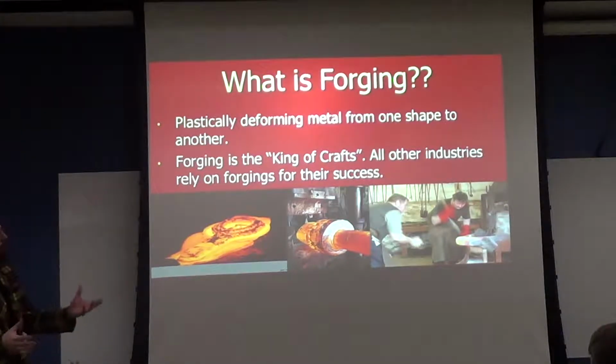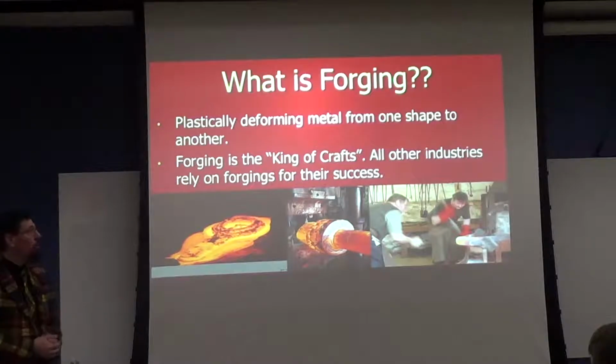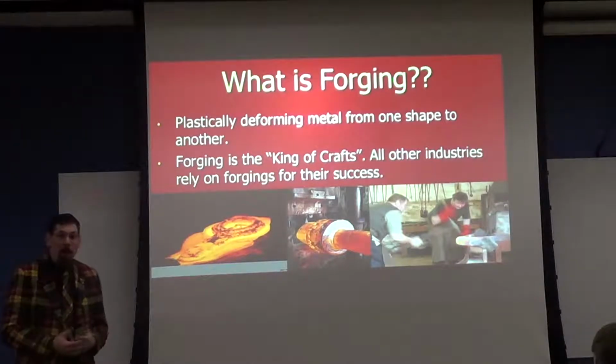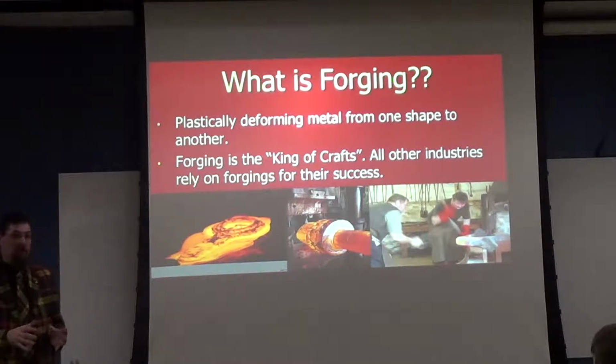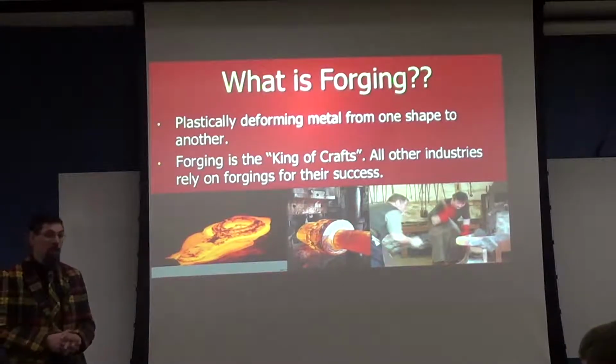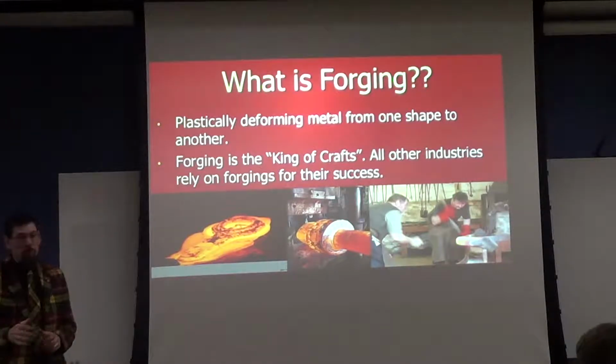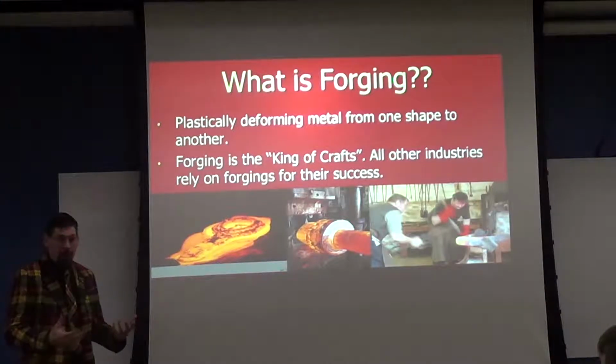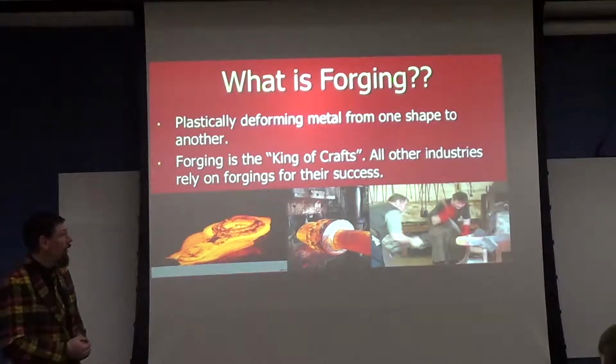So what is forging? What's the definition of it? Well, it means that we're plastically deforming metal from one shape to another shape. Usually it's done hot, but it doesn't have to be. There's a whole subset of the industry that's geared towards forging at reduced temperatures or even at room temperature. But my experience is in the hot forging world, so that's what we're going to cover.